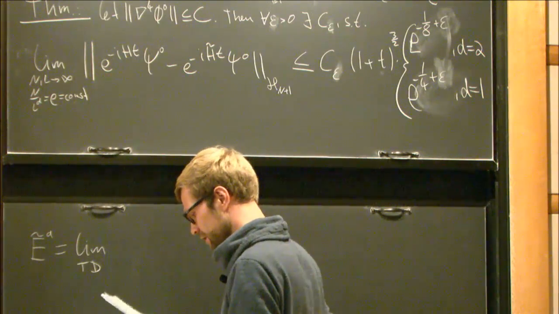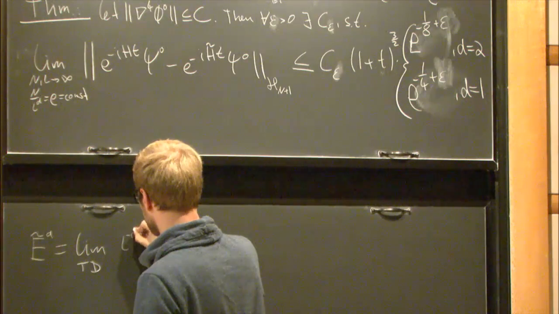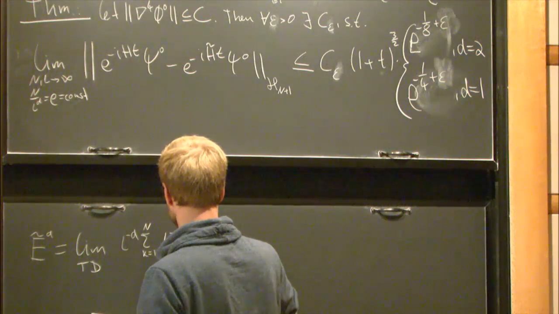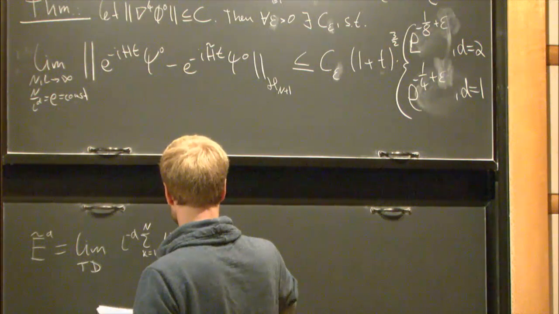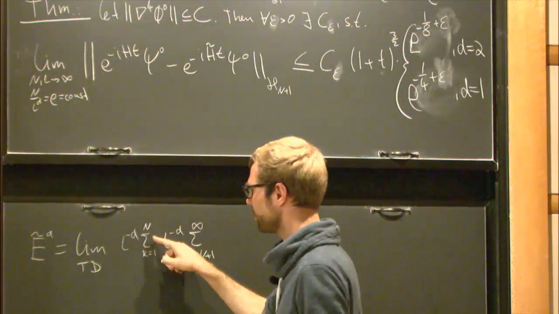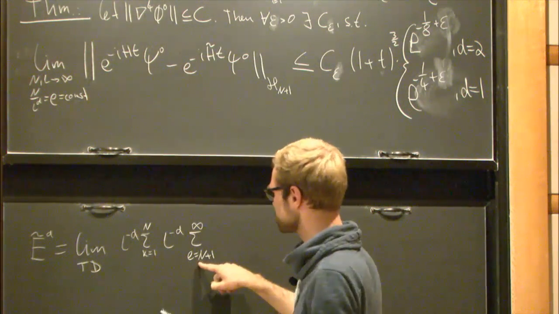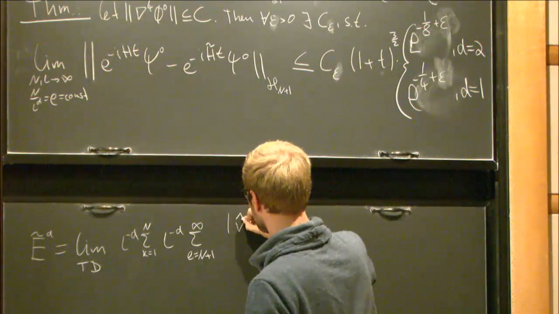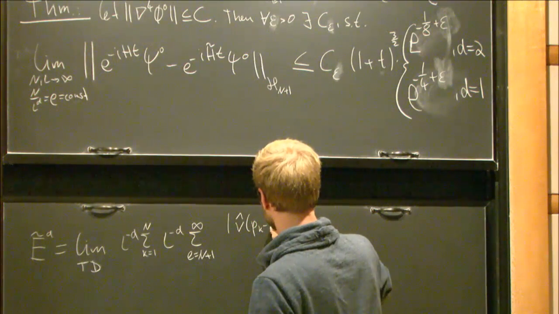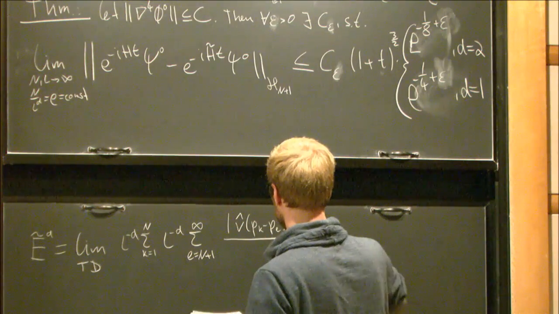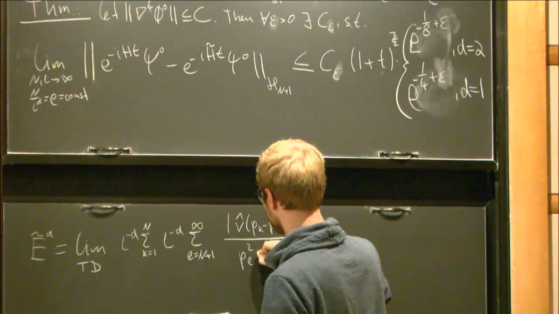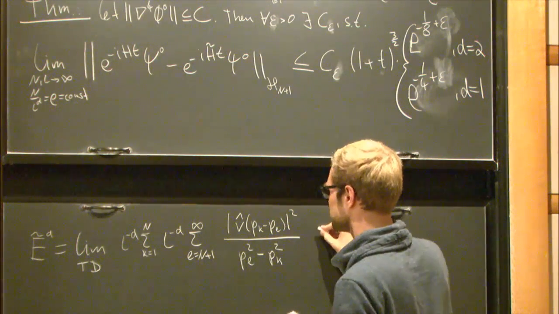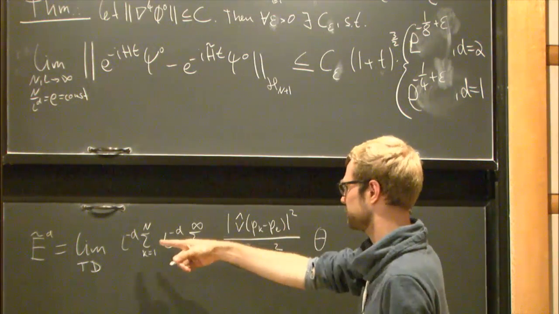That's this kind of limit of L to the minus D, sum k equals 1 to n, and the sum l equals n plus 1 to infinity. So this will sum over all momenta inside the Fermi sphere. This will sum over all momenta outside the Fermi sphere. And then here you have a V hat, the Fourier transform of V, of pk minus pl squared, divided by the energy difference pl square minus pk square. And then you have to cut off this summation, or in the thermodynamic limit, integration.